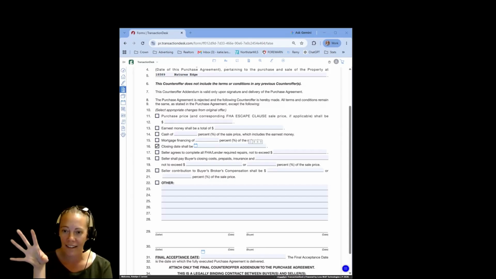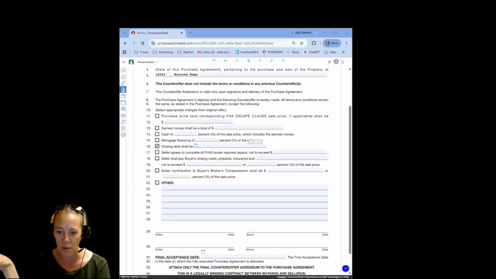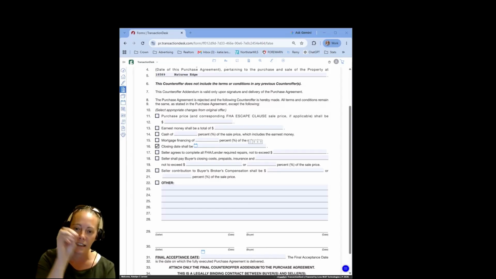When you put a date in here, it needs to be a date, not open-ended, not sometime in the future, right? Not 6 weeks from some ambiguous date. It needs to be a solid date.